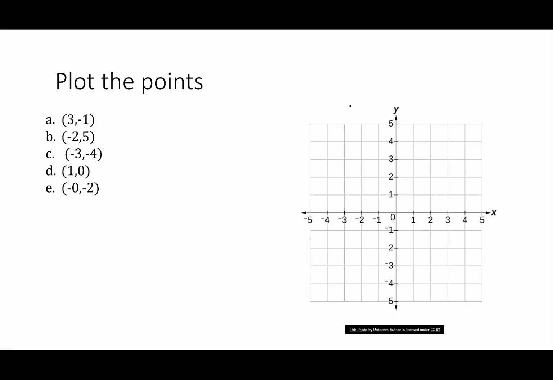Let's plot the point (3, -1). I go 3 to the right and 1 down. The point (-2, 5), I go 2 to the left and 5 up. (-3, -4), I go 3 to the left and then 4 down. (1, 0), I go 1 to the right, but then I don't move up or down. I stay on the x-axis. E is very similar. I have (0, -2), so I don't go right or left, I just go 2 down.